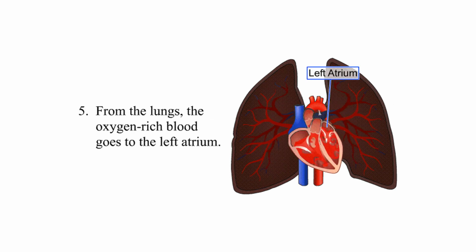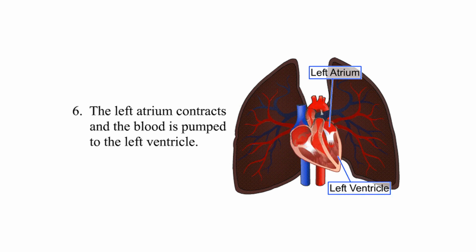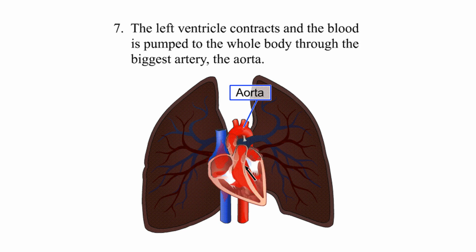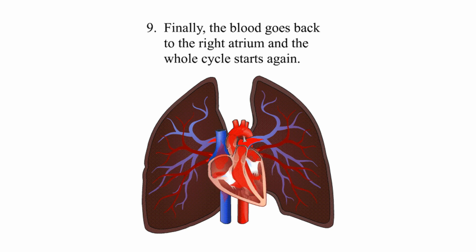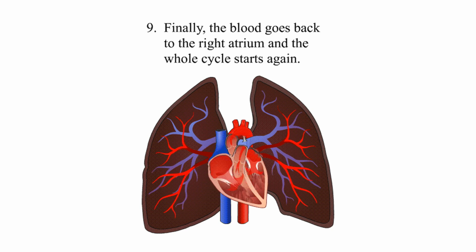5. From the lungs, the oxygen-rich blood goes to the left atrium. 6. The left atrium contracts and the blood is pumped to the left ventricle. 7. The left ventricle contracts and the blood is pumped to the whole body through the biggest artery, the aorta. 8. In the body, the organs and tissues take oxygen from the blood. 9. Finally, the blood goes back to the right atrium and the whole cycle starts again.